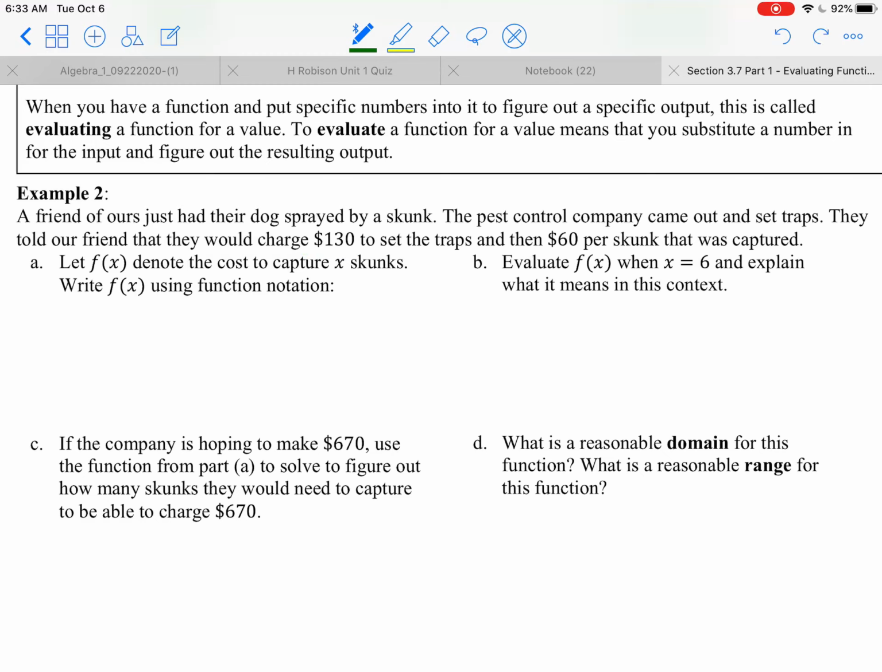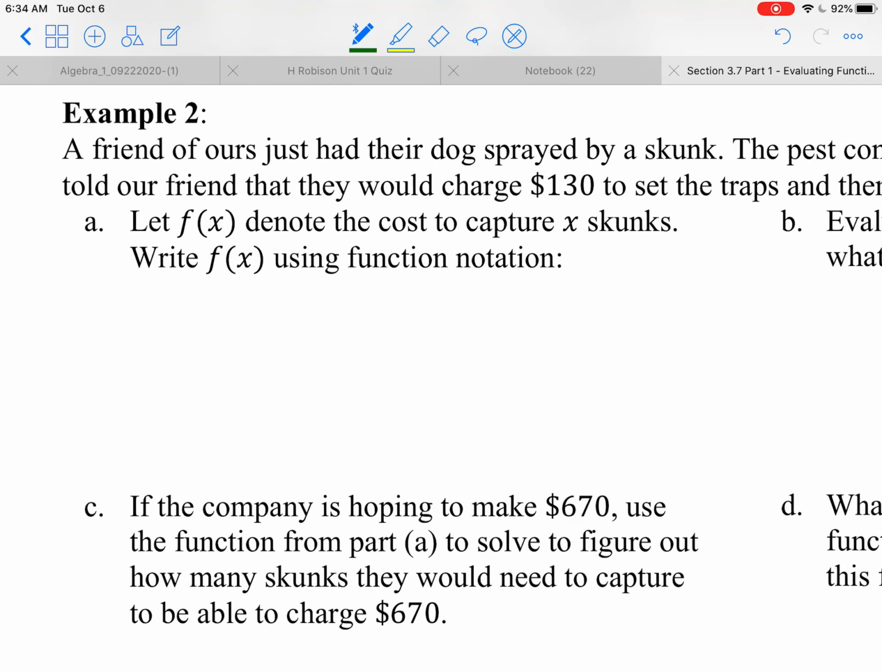And then I thought this was kind of crazy. They were going to charge $60 for every skunk that they actually captured. So it's like, hey, for us to even come out and set up the traps, it's $130, and then it's $60 for every skunk that we end up catching. Wow, okay. So f of x is going to denote the cost to capture x skunks. So they want us to write a function using function notation.